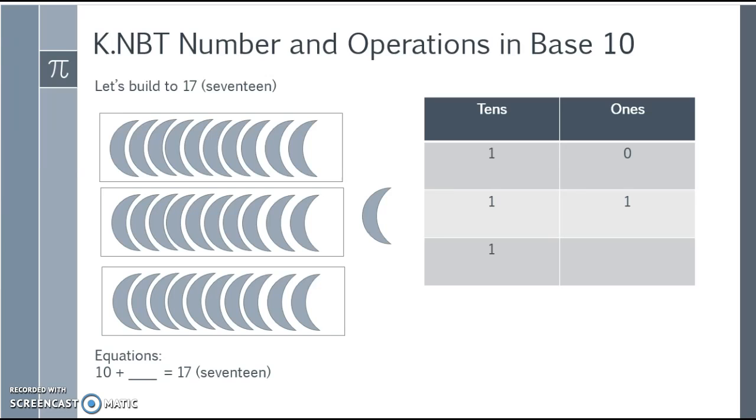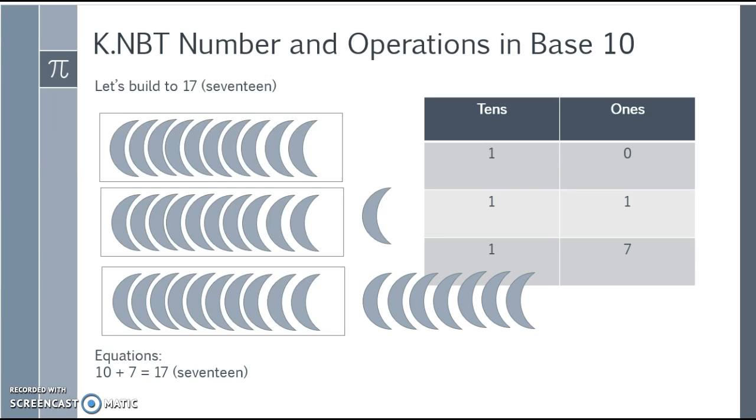So let's build to 17. We knew how to build to 11. We knew how to build to 12. So a group of 10 plus how many will give us 17? Well, what we can do then is add 7 individual ones. So a group of 10 plus 7 ones gives us 17. So 10 plus 7 equals 17.